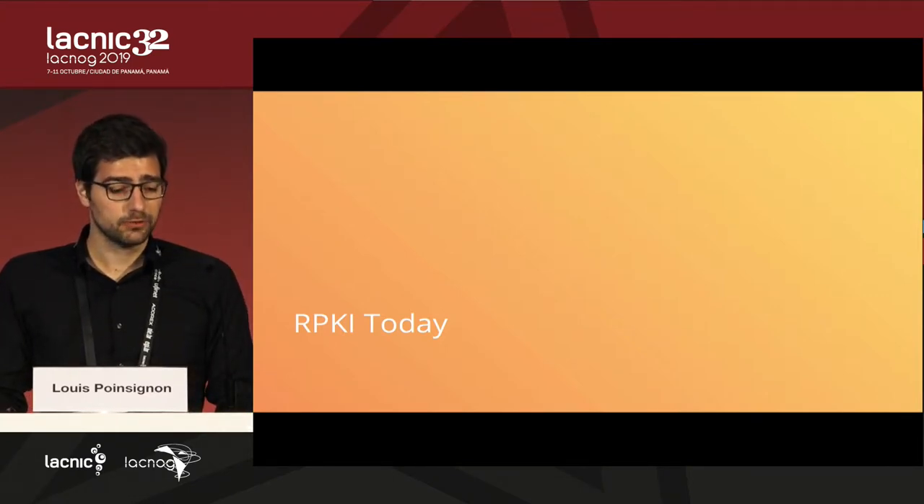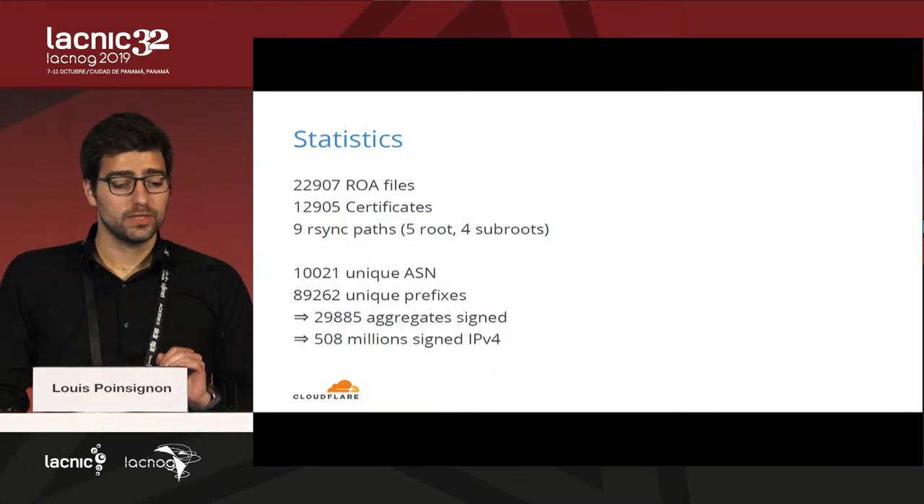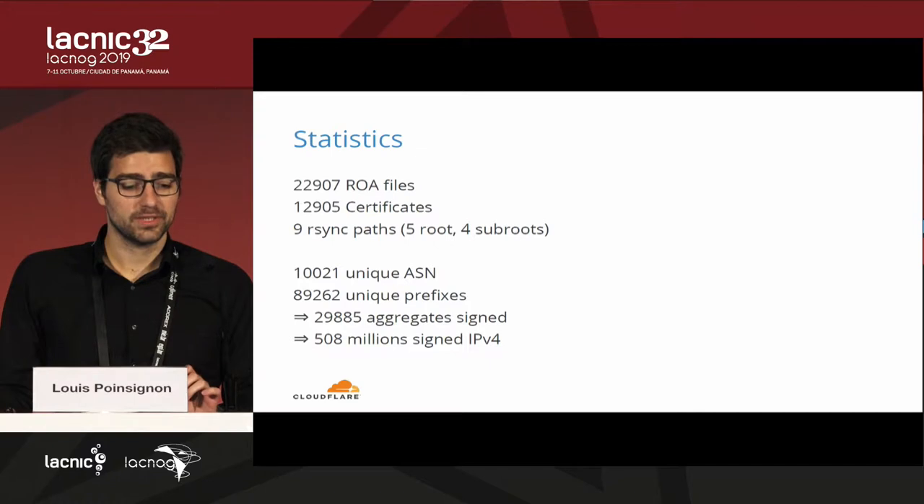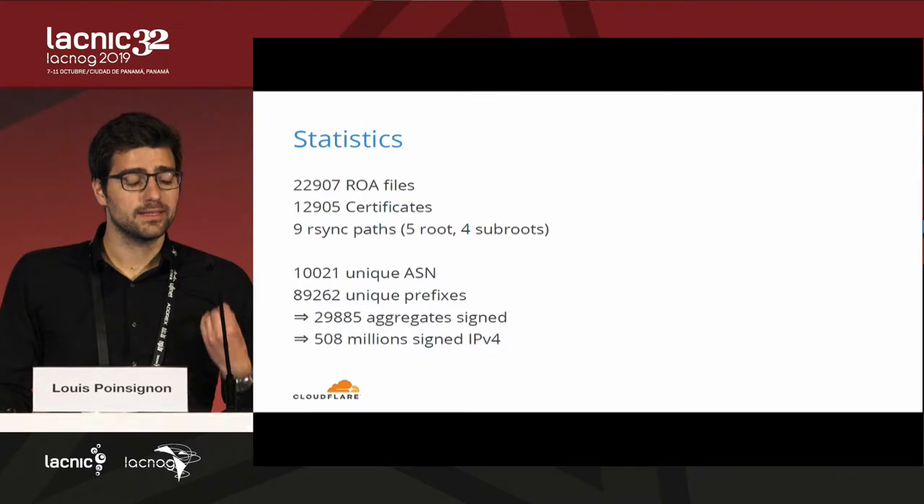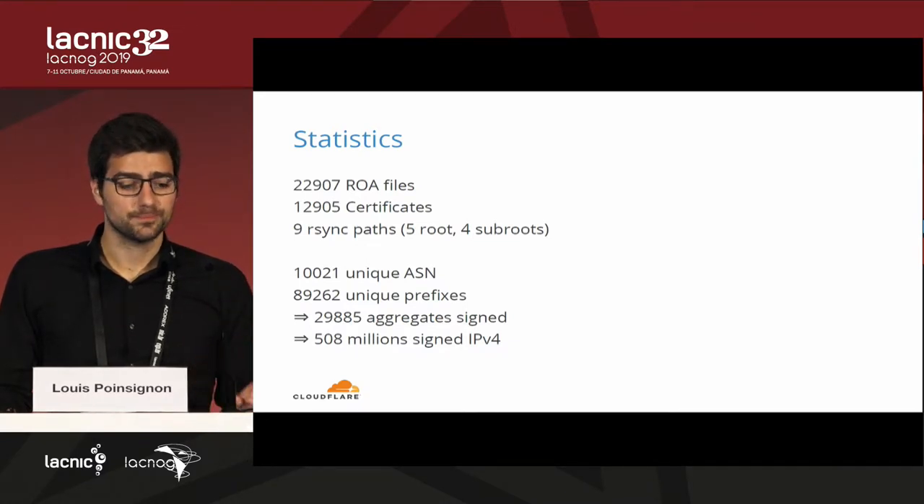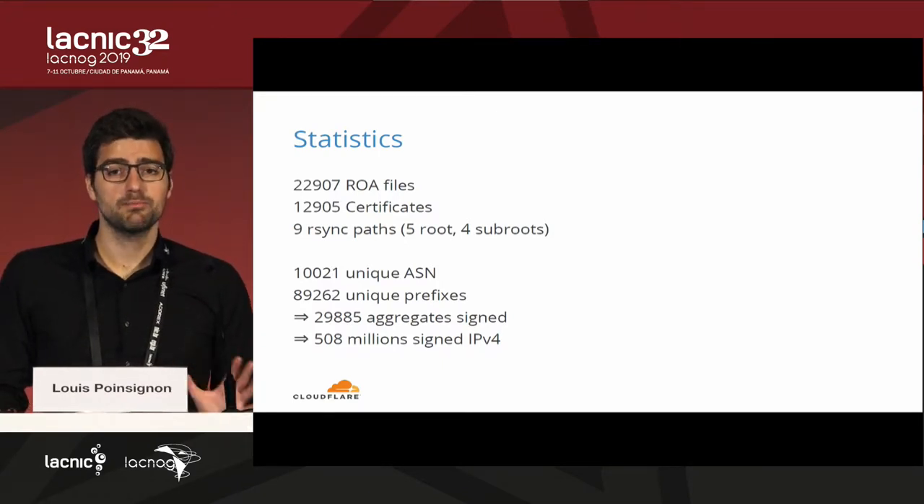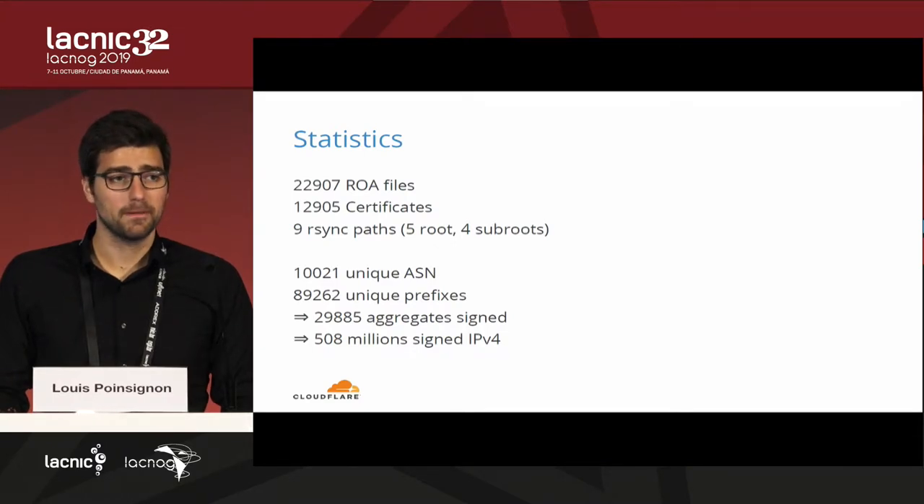So RPKI today is 22,907 ROA files. It's 12,000 certificates. It's 9 rsync paths. On the internet there's 10,000 unique ASN and 900,000 unique prefixes. It's the equivalent of 300,000 aggregates signed, 500 million signed IPv4. So this is RPKI right now. This is what has been deployed.